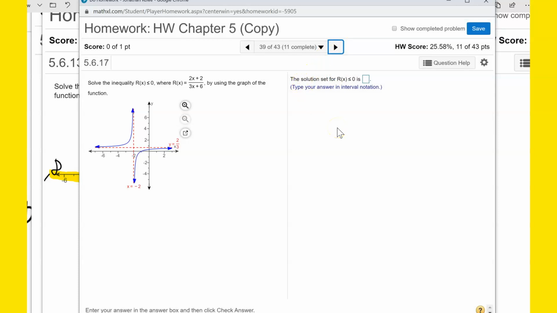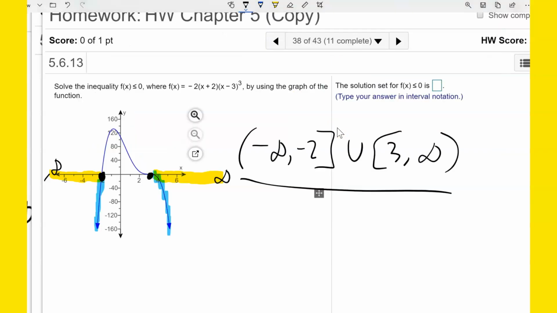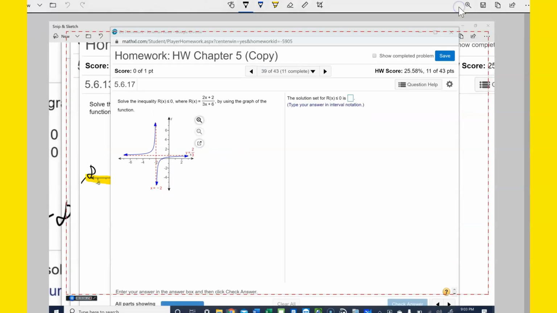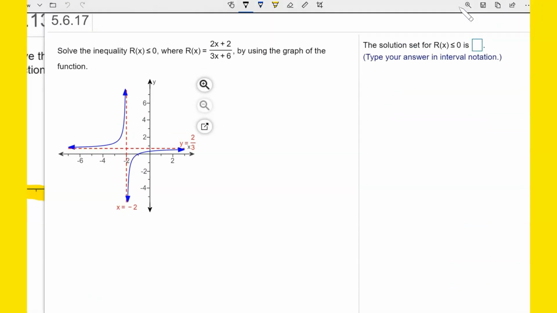Number 39. Okay. Where is this thing less than or equal to 0? Where is it less than or equal to 0? Only here. That's the only place. And so as far as the x values are concerned, it's just there.